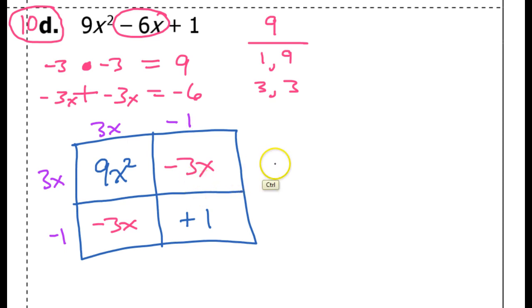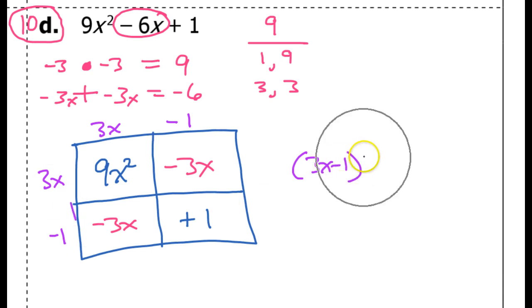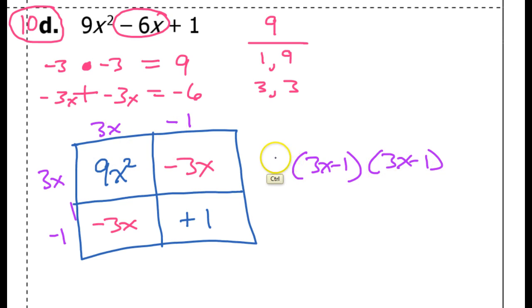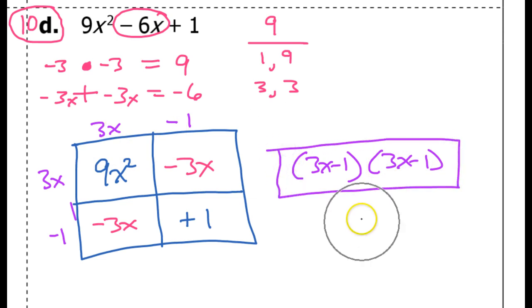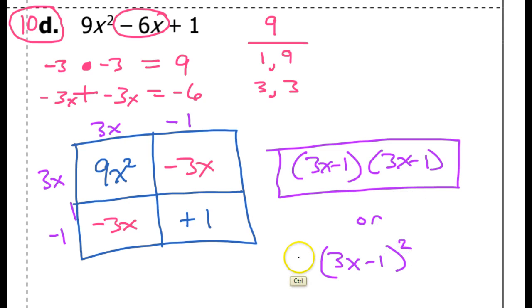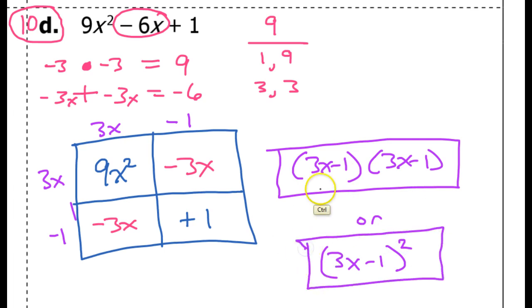So that's going to give us a binomial times a binomial of 3x minus 1 from the left and another 3x minus 1 from the top. So this is the final answer. Okay, if we are very clever, we could write 3x minus 1 squared, since there's two of them. Okay, but most students will probably leave it like this.